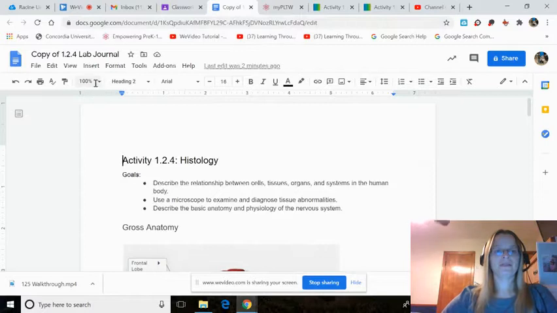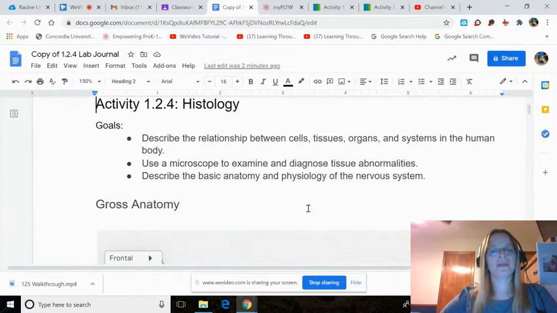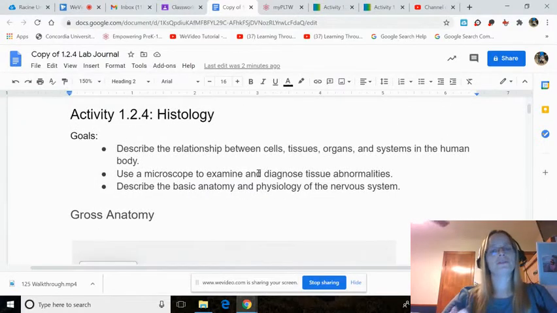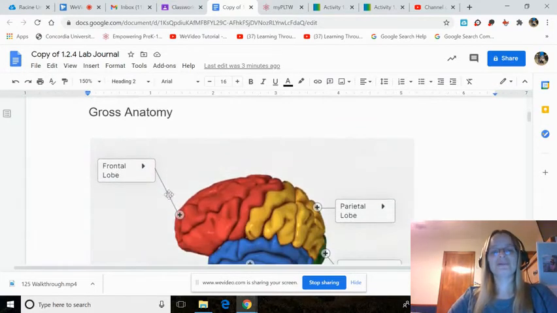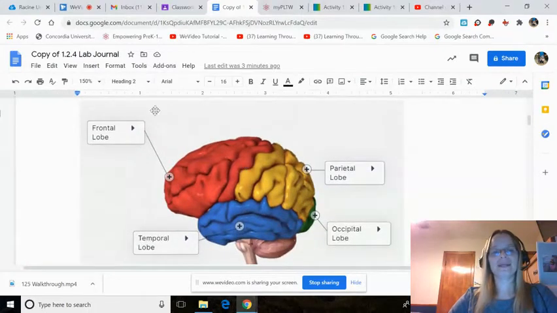All right, so here's our lab journal page again. I'm going to make that bigger so it's easier to see. We will describe the relationship between cells, tissues, organs, and systems in the human body. We will use a microscope to examine and diagnose tissue abnormalities. We can't do that, but we'll look at them and describe the basic anatomy and physiology of the nervous system. Sounds like fun, right? So here is a beautiful picture of the 4 lobes of your brain: frontal, temporal, parietal, and occipital.